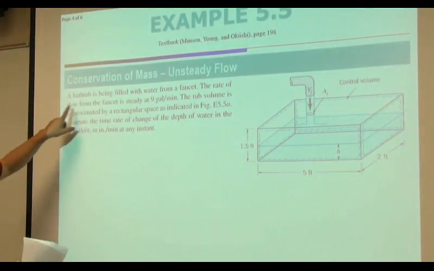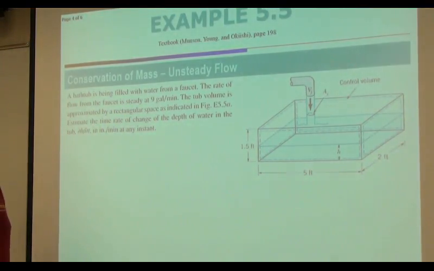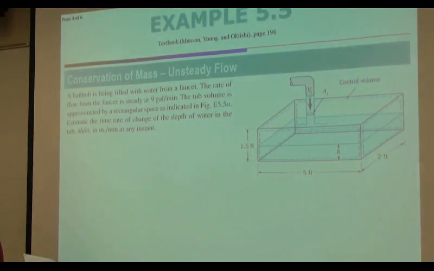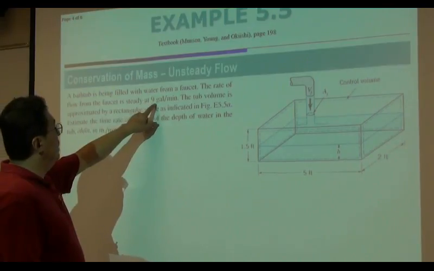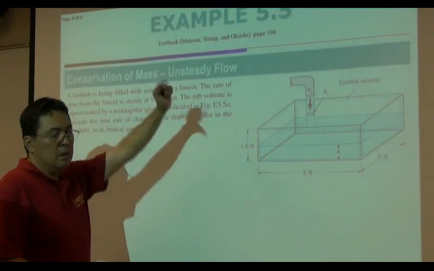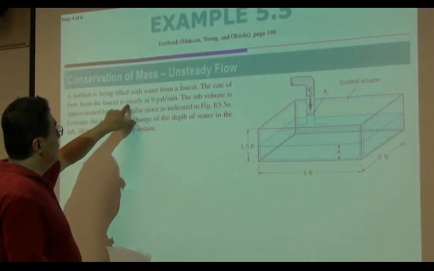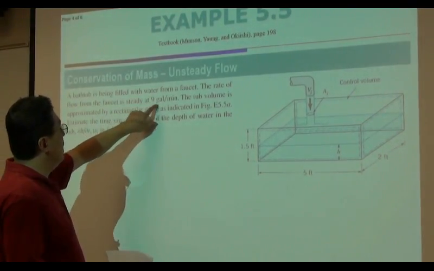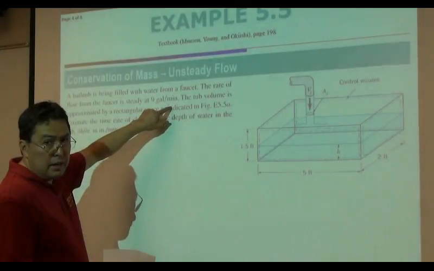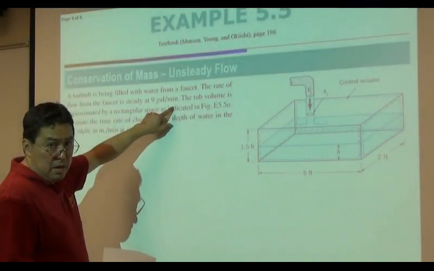Okay? A bus stop is being filled with water from a faucet. The rate of flow from the faucet is steady at 9 gallons per minute. Let me just emphasize. The program says steady. Steady, this steady really means that this 9 gallons per minute flow rate does not change over time.